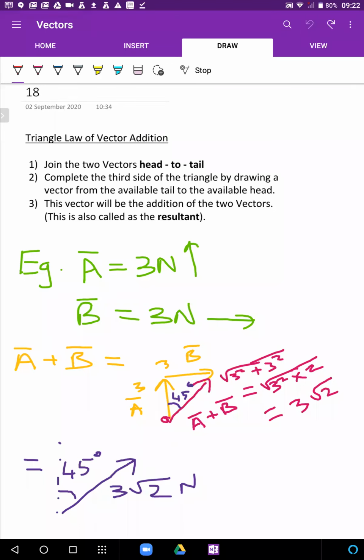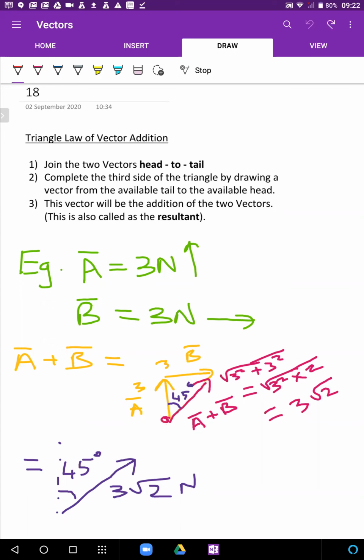What is the available tail? This was, yeah, A's tail was the available tail. And before I draw the third side, this is the available tail. That is the available head. That is empty. So how do I draw the third side?